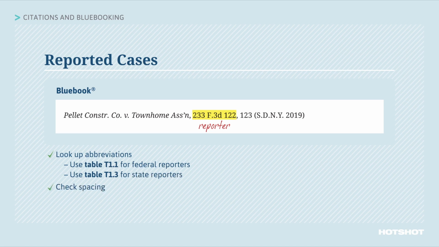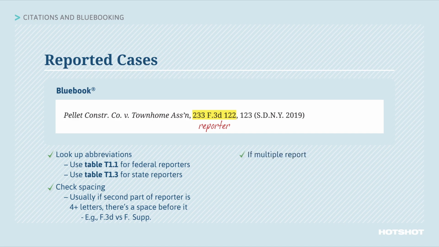Another thing to look out for is spaces. Usually, if the second part of the reporter is 4 letters or more, there's a space before it. This is one where copy-pasting from online will usually get it wrong. So for example, the federal reporter is cited like this, with no space. But the federal supplement is cited like this because sup has 4 letters.